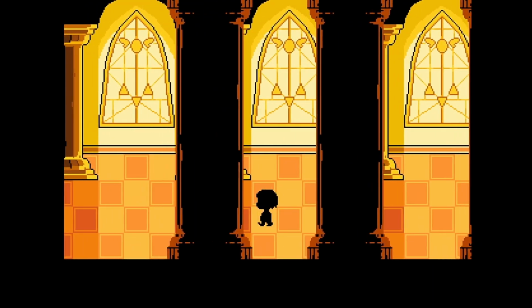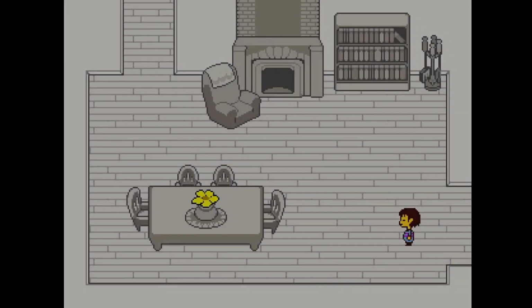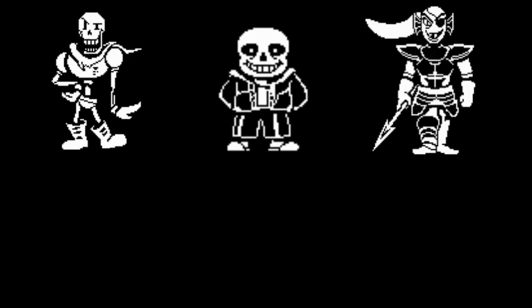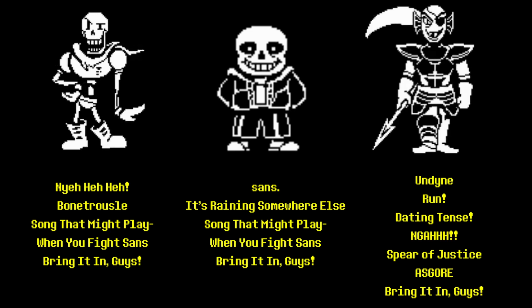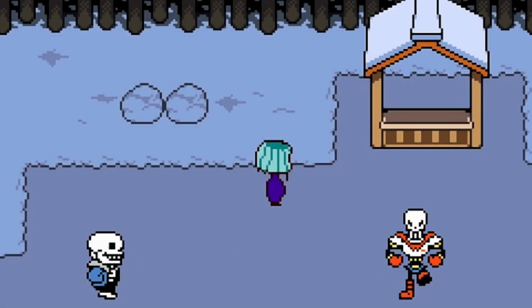The Toby Fox approach, patent pending, is that not only does the entire game have its own leitmotif, but every major character and area has one that follows them throughout the story. I've already used a few examples, but let's take a look at Snowdin.